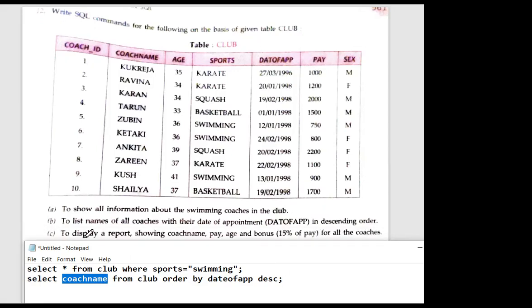Then the next question: to display a report showing coach name, pay, age, bonus, 15% of pay for all the coaches. This is simple. Don't get confused with the word display a report. You only have to display all these things for all the coaches. For all the coaches, this much is only given.